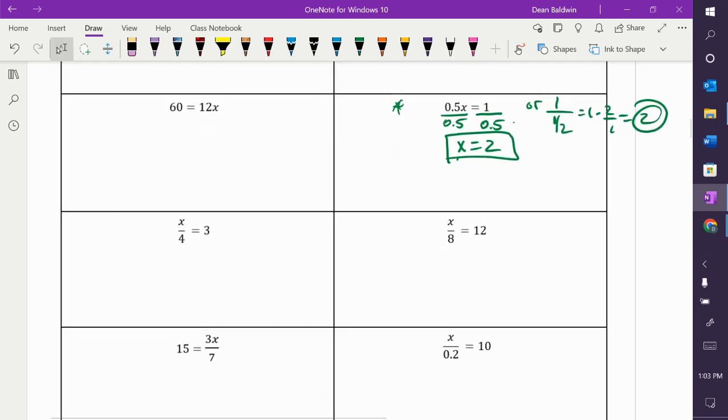All right. x divided by 4 equals 3. So what's the opposite of dividing? Multiplication. So what am I multiplying by? 4, because my whole goal is to isolate the x. So you multiply both sides by 4 and end up with x is equal to 12.